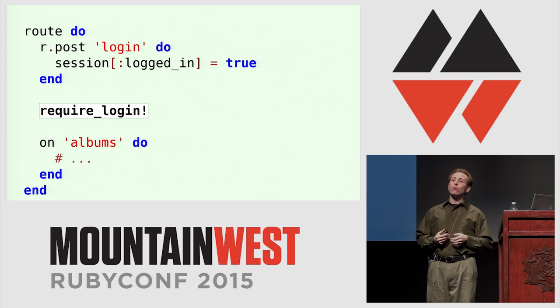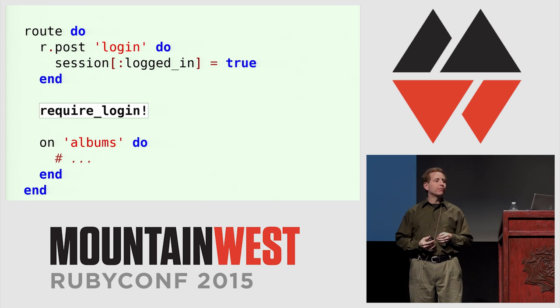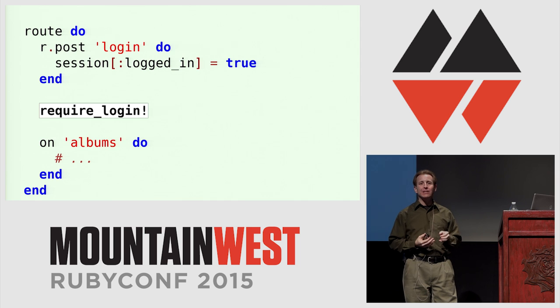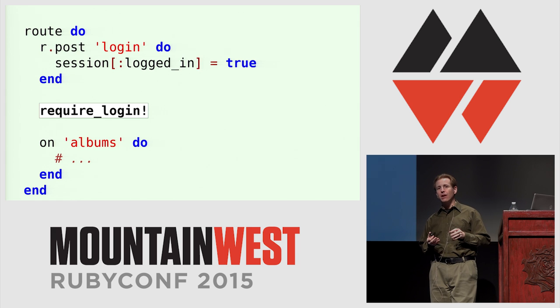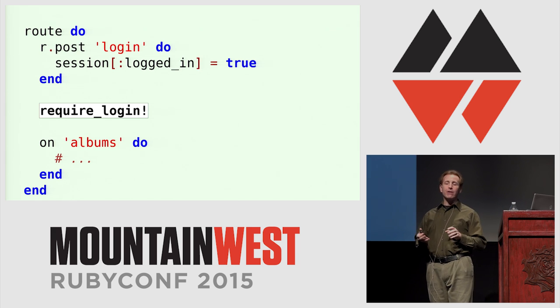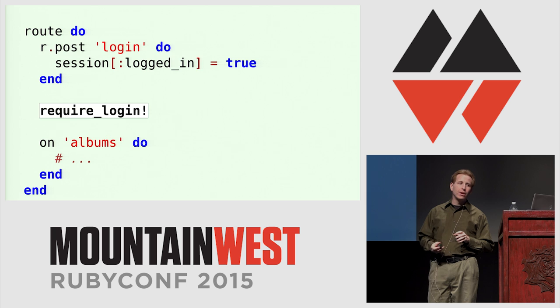So one of the common places where this is useful is when doing access control. If part of your site allows anonymous access and part of your site does not, you can place the part that allows anonymous access first and then run the check for a login, and then have the rest of the routes where anonymous access is not allowed.